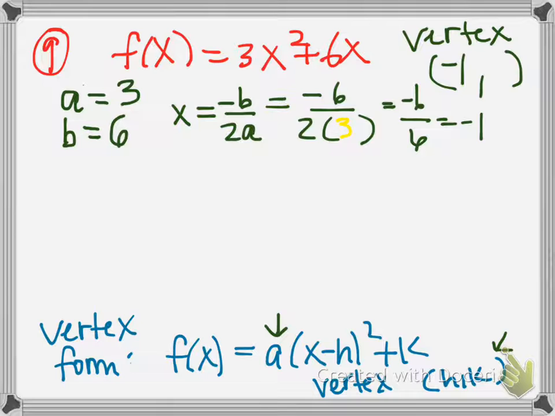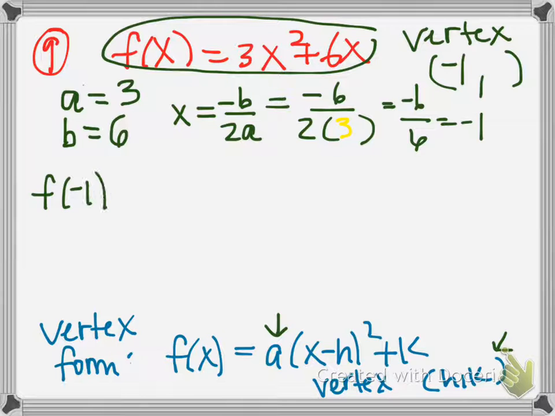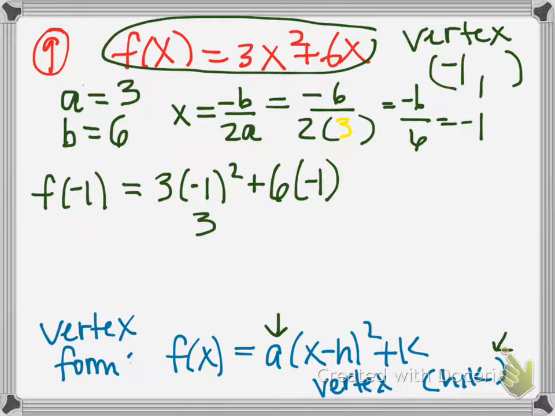How do I find the y-coordinate? I go to the original equation and I plug in negative 1 for x. So f of negative 1 is saying I'm replacing all of the x's with negative 1. So 3 times negative 1 squared plus 6 times negative 1. So for my first term, I need to apply exponents first. Negative 1 squared is 1 times 3 is 3, and then 6 times negative 1 is negative 6. So if I combine this, I get negative 3.